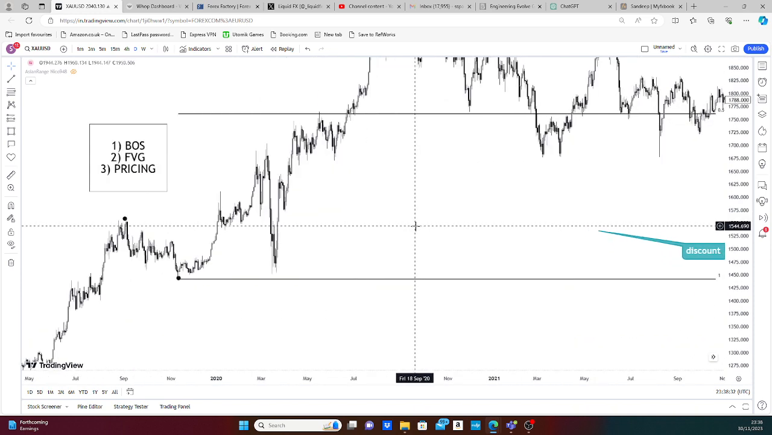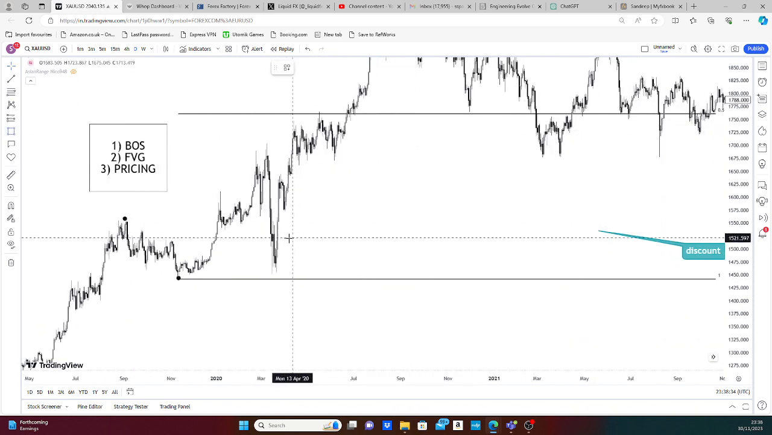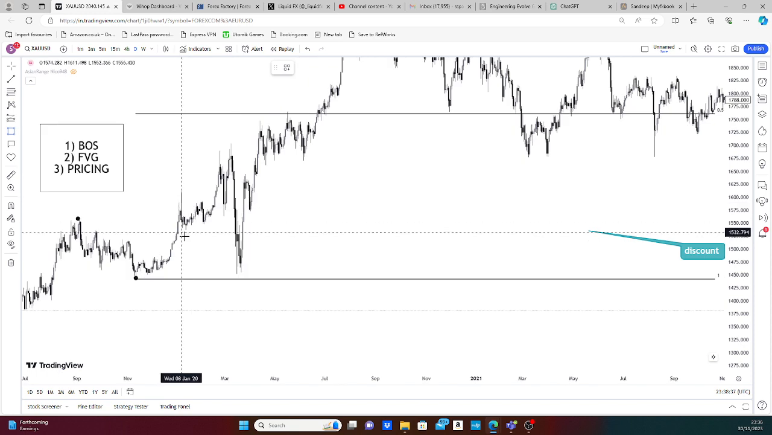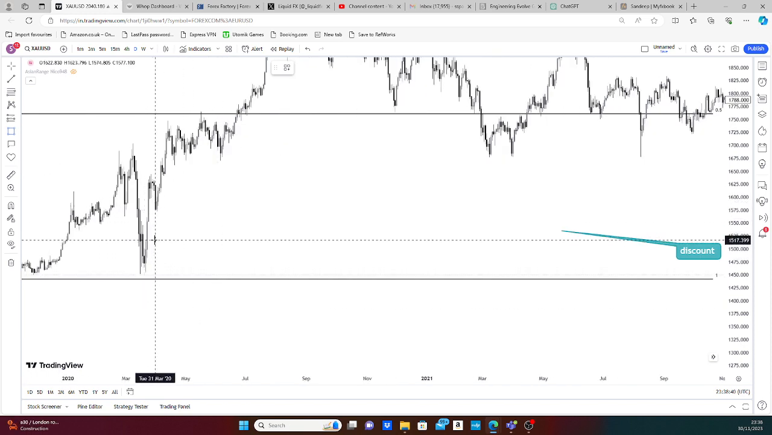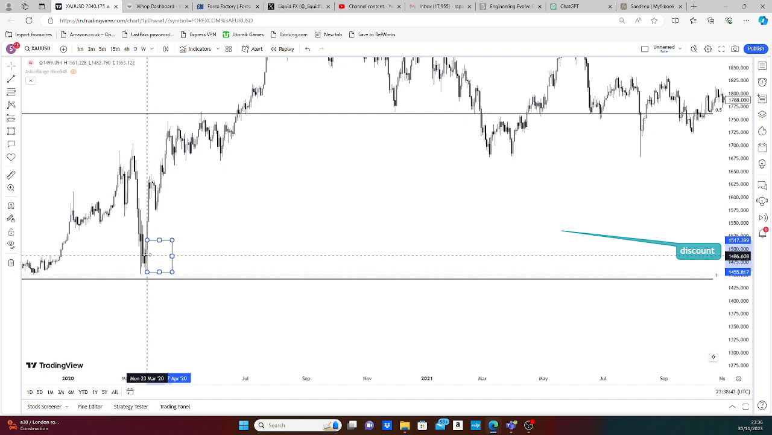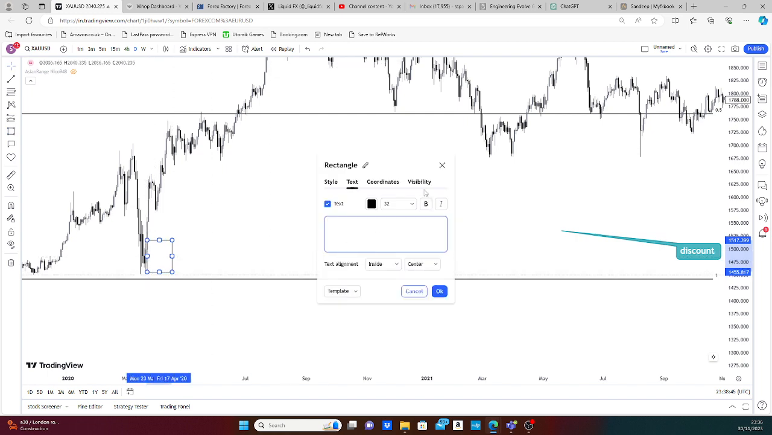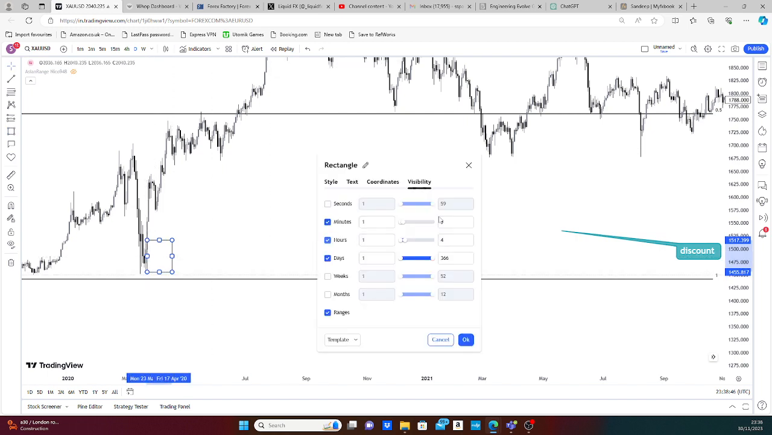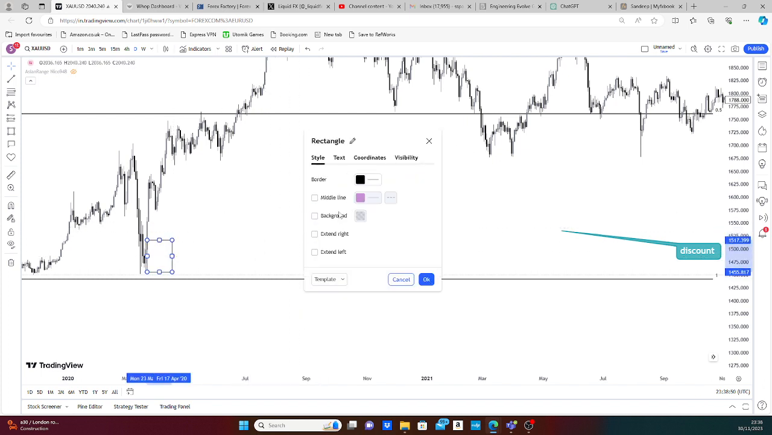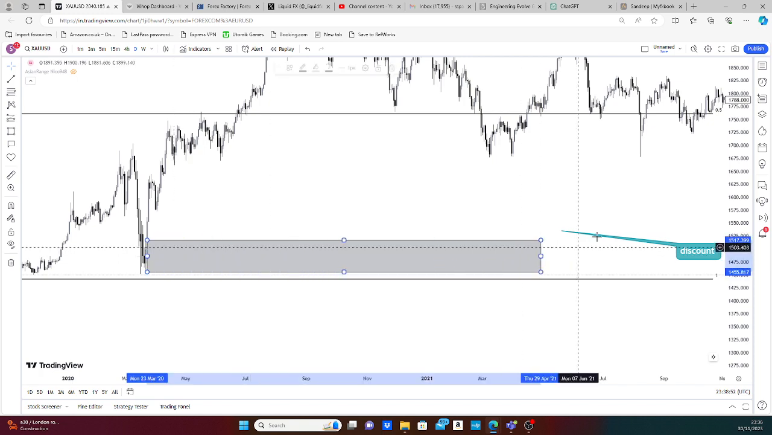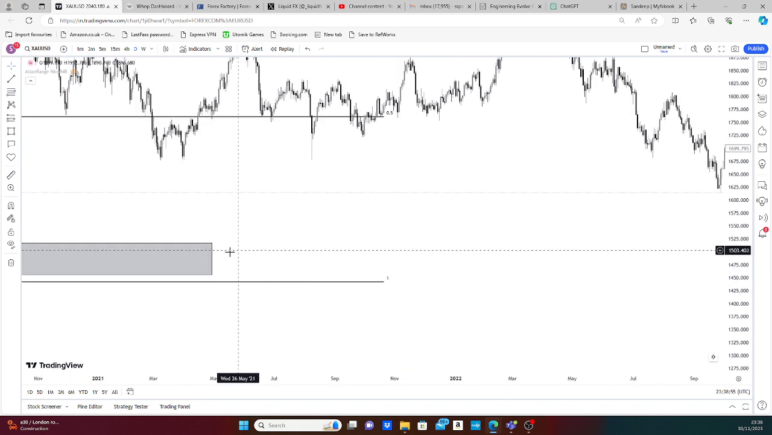So from here, we begin to mark out POIs, areas of inefficiency. As you can see, we see an inefficiency in this region of price over here. This is a fair value gap in this region. Price has not been delivered fairly in this region, okay? So we just mark that in over here. POI in this region, in the discount, deep in discount, okay?